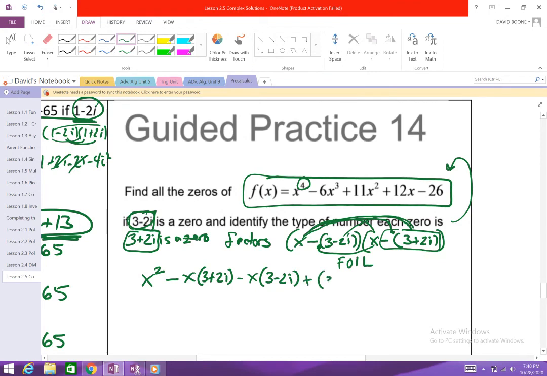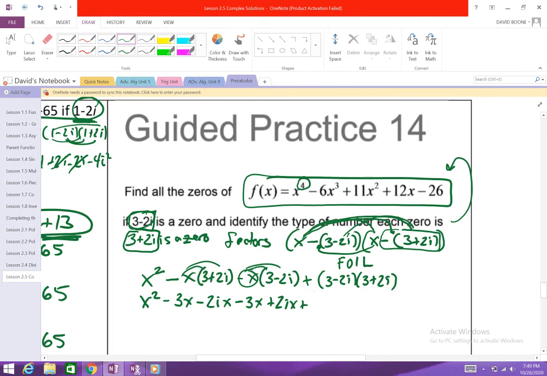And then our last is this, it's minus times a minus would be a plus, 3 minus 2i times 3 plus 2i. So we've got a lot of cleaning up to do here. This is just x squared. I'm going to take this minus x times each of those pieces, so that'd be a minus 3x, and then a minus 2ix. Take this minus x times each of those pieces, so that'd be minus 3x. And then minus times minus would be a plus 2ix.